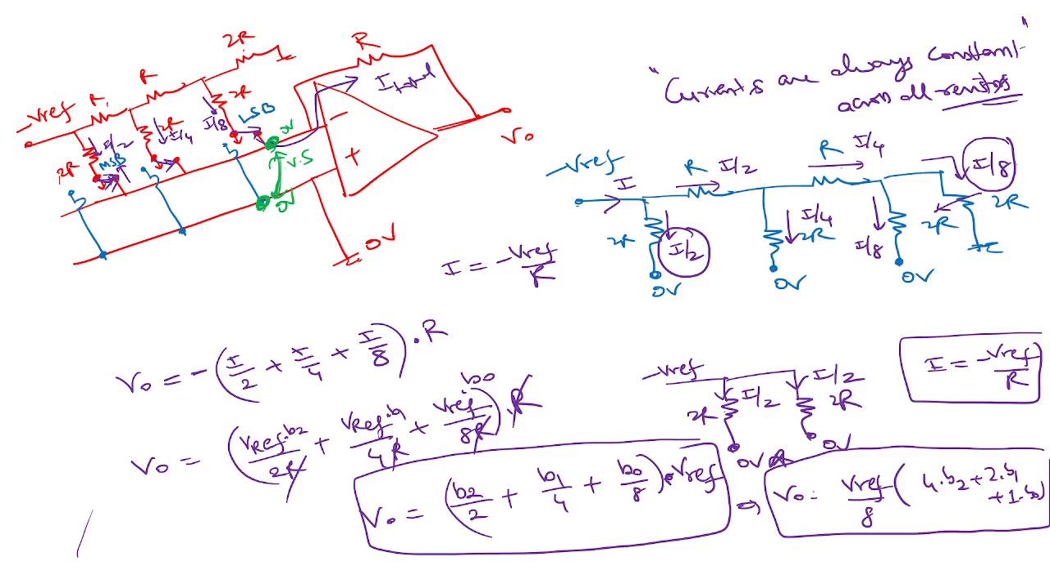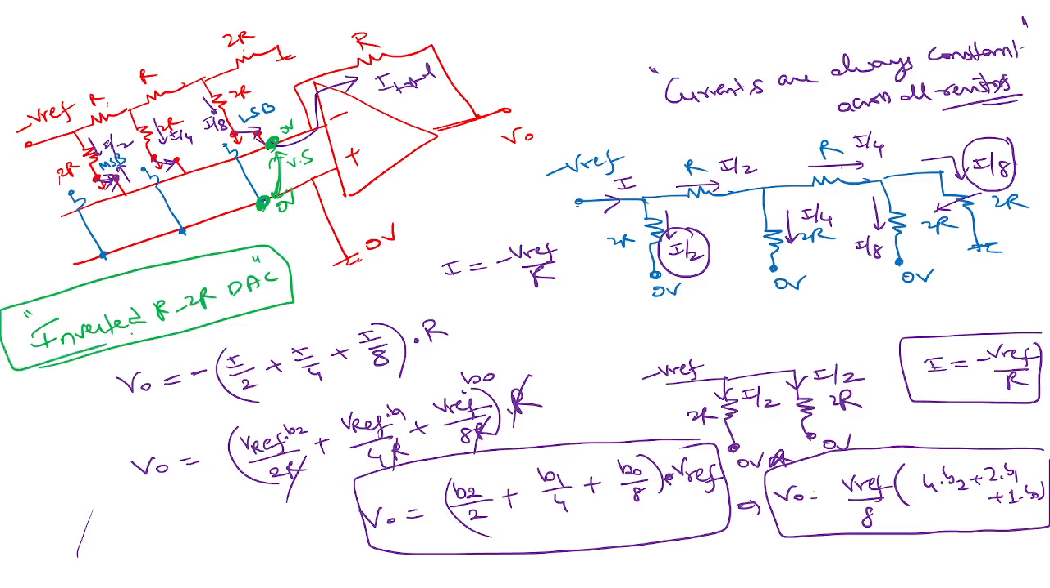So this is one of the most famous circuits of DACs. Those are R2R inverted. This is called as inverted R2R DAC. What is this called as? Inverted R2R DAC. Very simple. No complications at all.